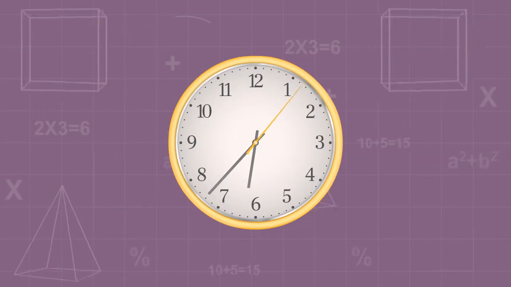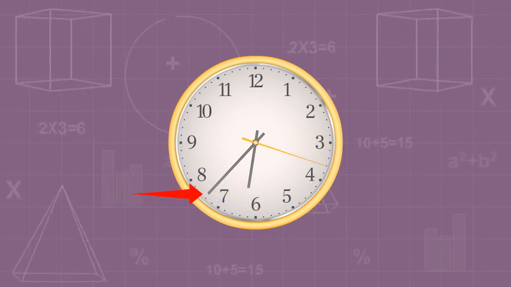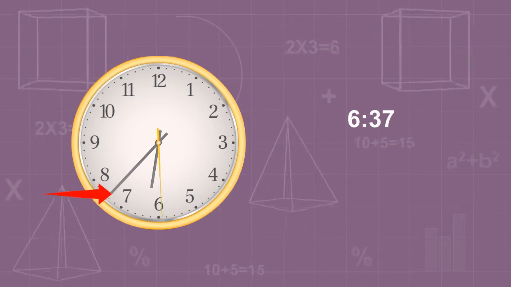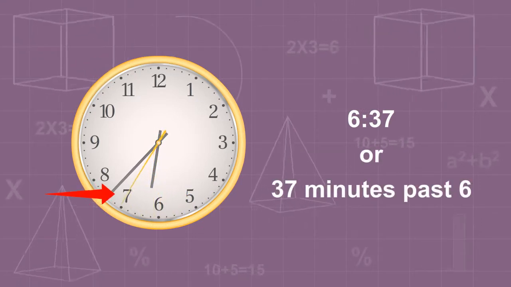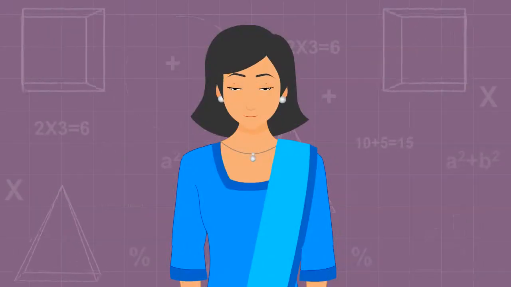Here, the hour hand is between 6 and 7 and the minute hand is at 37. Thus, the time is 6:37 or 37 minutes past 6. Are you getting my point?